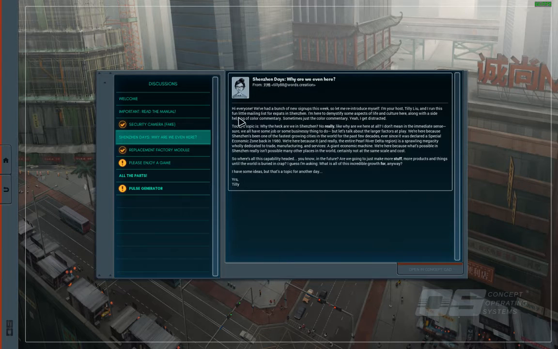and we go to the next mail. Hi everyone, we've had a bunch of new signups this week, so let me reintroduce myself. I'm your host, Tilly Lu, and I run this fun little mailing list for expats in Shenzhen. I'm here to demystify some aspects of life and culture here, along with a side helping of color commentary. Sometimes just a color commentary.